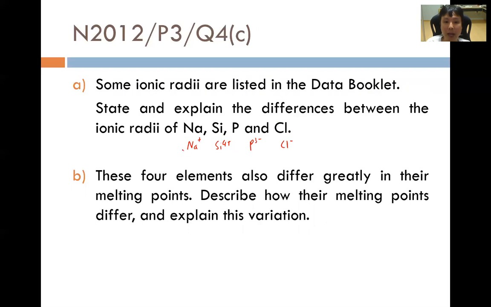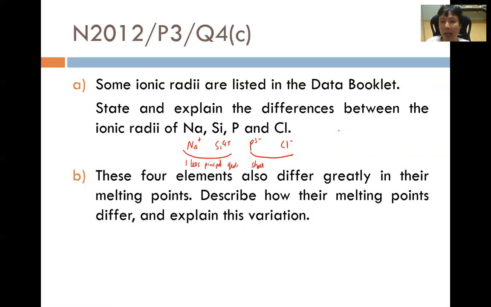So if we compare the radius of these, we would notice that Na+ and Si4+ have one less principal quantum shell, because they have lost the outer principal quantum shell. And that's the reason why the ionic radii of Na+ and Si4+ are much, much smaller than P3- and Cl-.